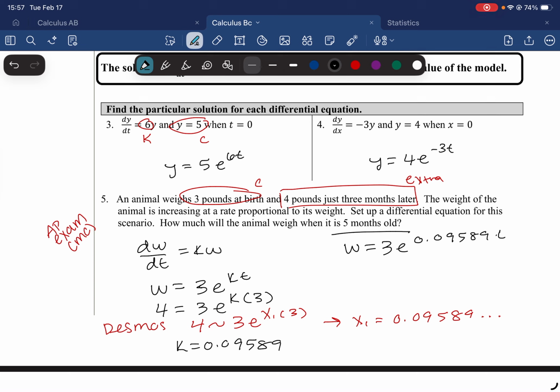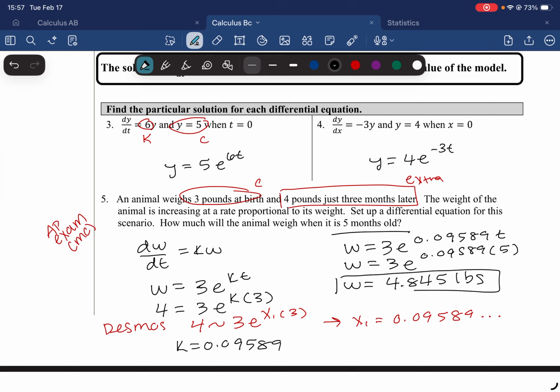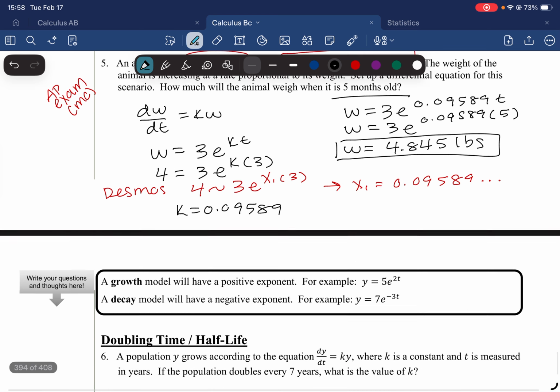0.09589t, and then use that solution, that particular solution, to find my answer of how much the animal will weigh at 5 months by plugging in 5 for t. So w is equal to 3 times e to the 0.09589 times 5. Plug that into Desmos, and I get w is 4.845 pounds, and that is my answer. Okay.